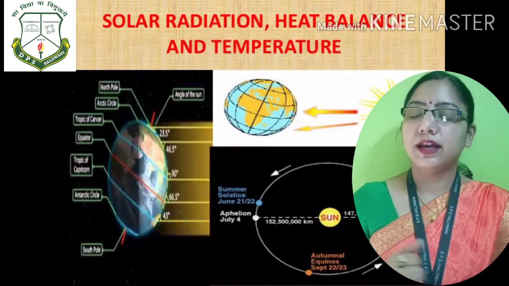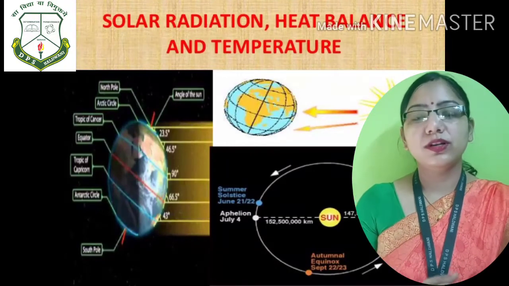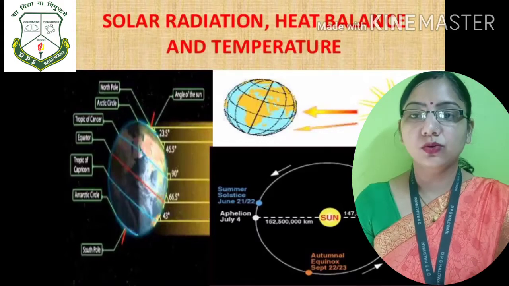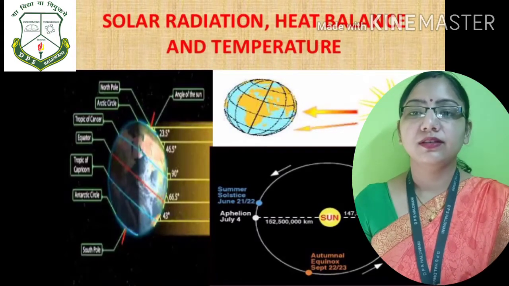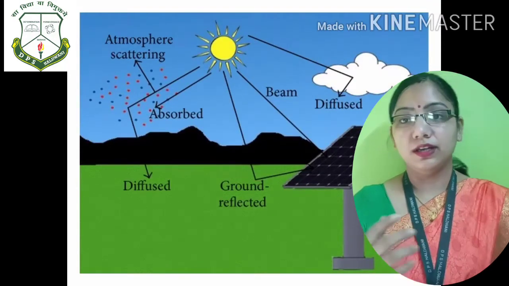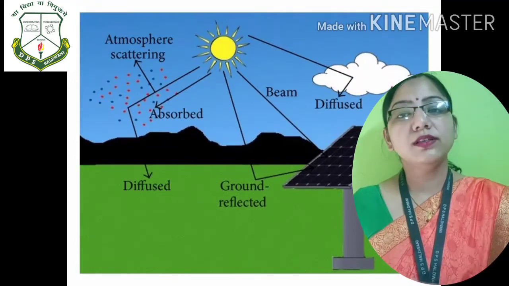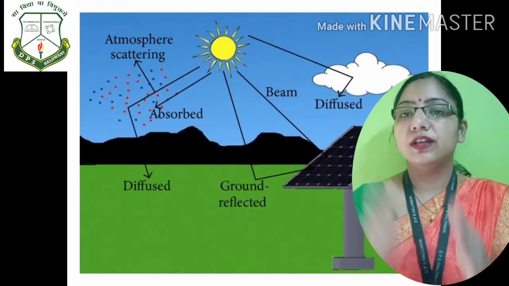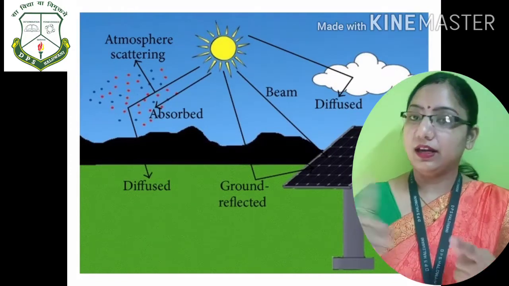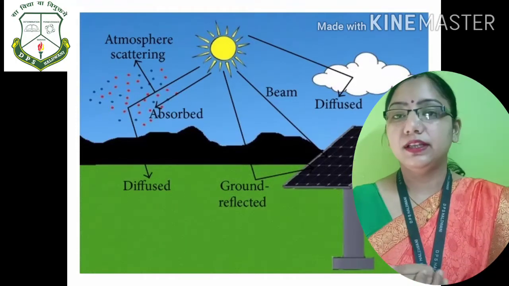So students, in that series today we will see our chapter 9, that is solar radiation, heat balance and temperature. As you know, this chapter covers three major topics: solar radiation, heat balance and temperature. So what is the relation between these three activities? What is the relation behind these activities?